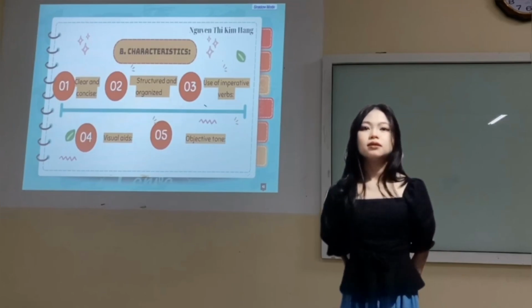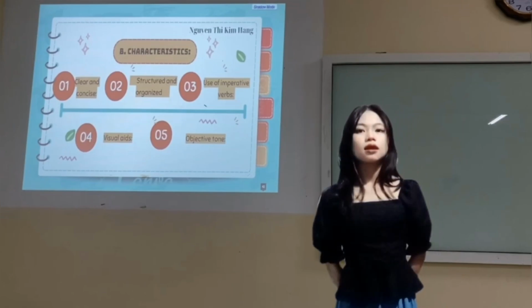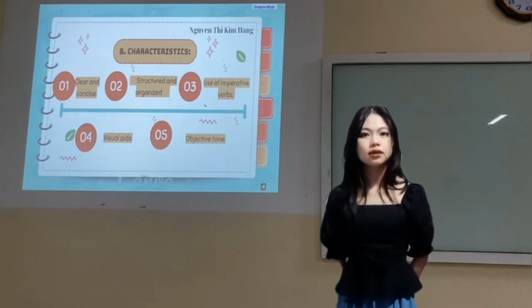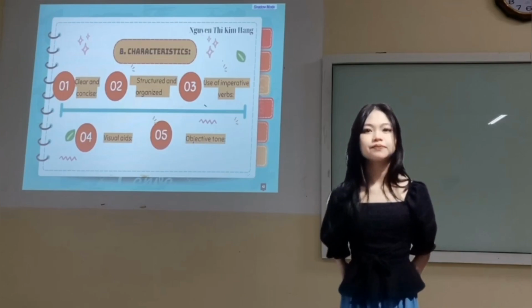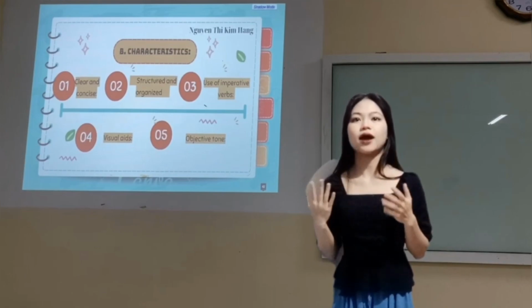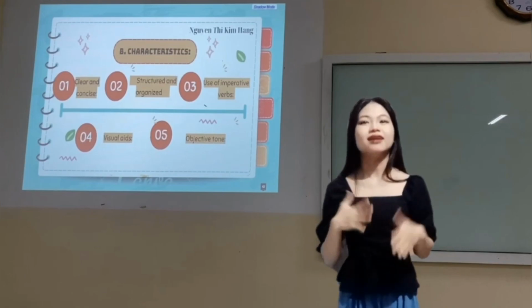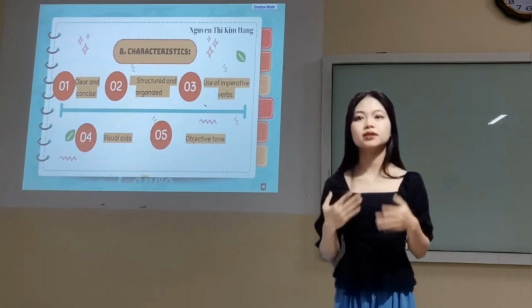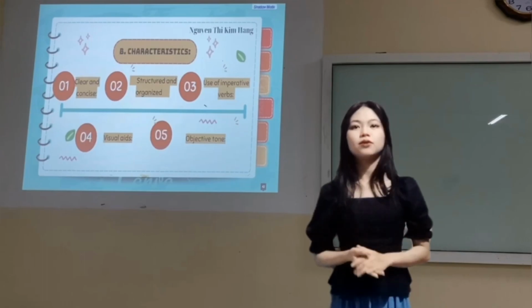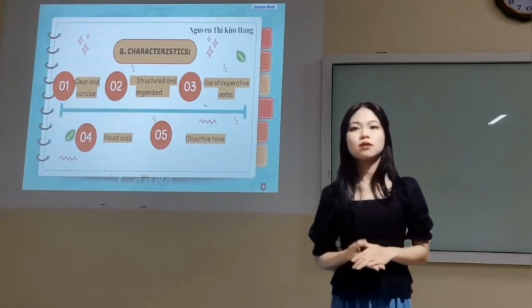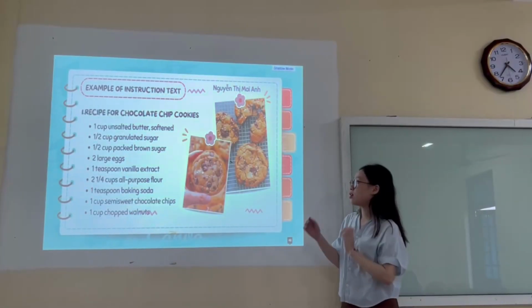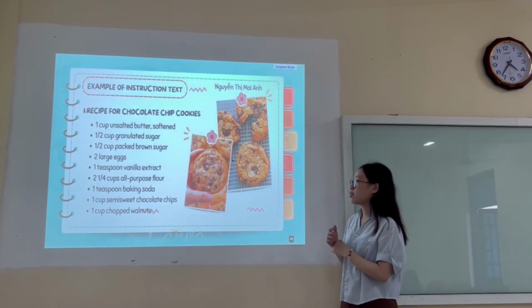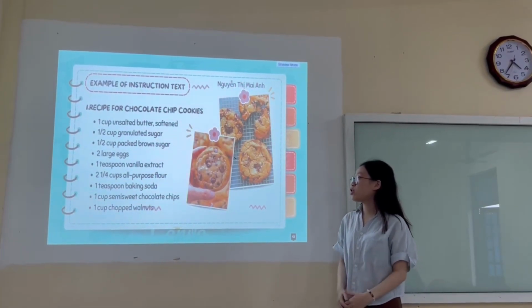Objective tone. The language used in instruction text is objective and informative. It is focused on providing factual information and avoids subjective or opinionated language. Next, we will follow an example to understand more about instruction text. So this is an example of instruction text, a recipe for chocolate chip cookies.